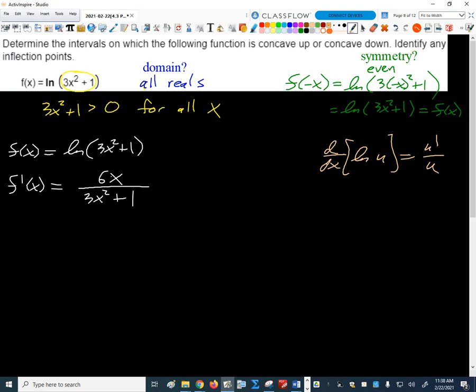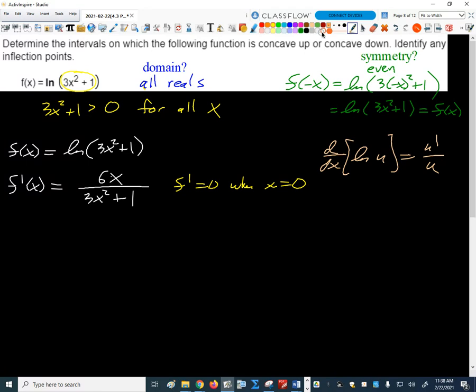It's not, is it? It'd be undefined where the bottom is 0. Agreed? And the bottom can never be 0. We already established that 3x squared plus 1 is always positive valued. It's always greater than 0. So it's nowhere undefined, but f prime equals 0 when x equals 0, right?